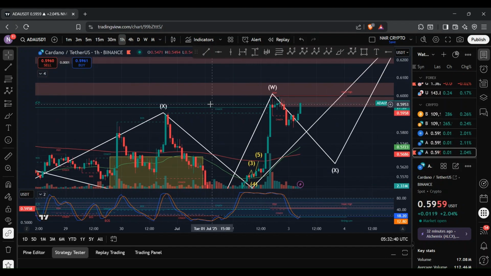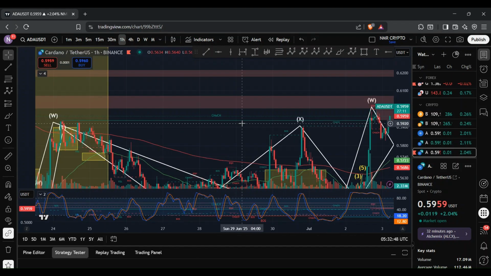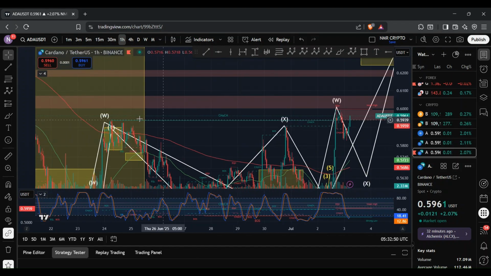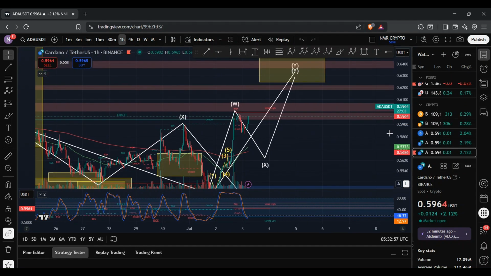And here you can actually see that we had a change of character triggered on Smart Money Concept, given the fact that we ended up breaching past this level here at around 59 cents. And we also had another change of character triggered, where we ended up breaching past this local top at around 59.35 cents. And so, yeah, we are looking bullish.